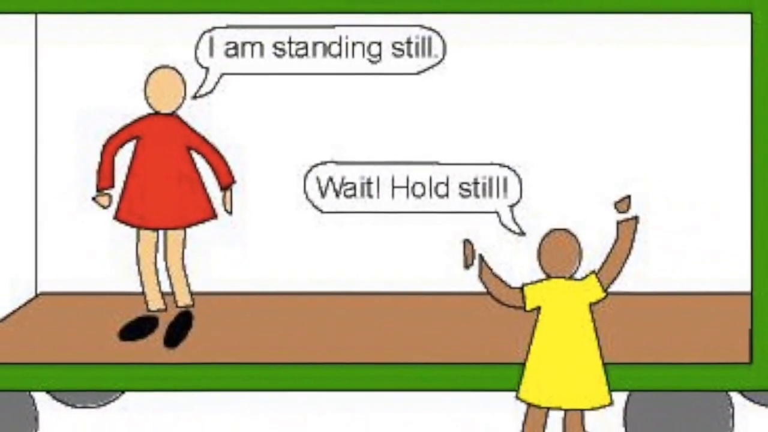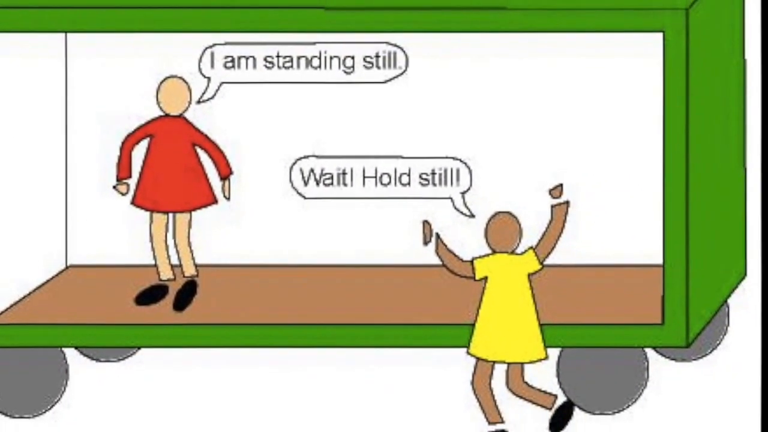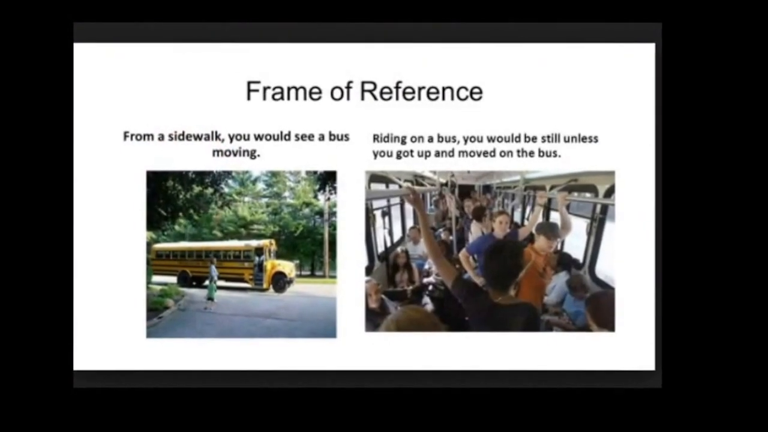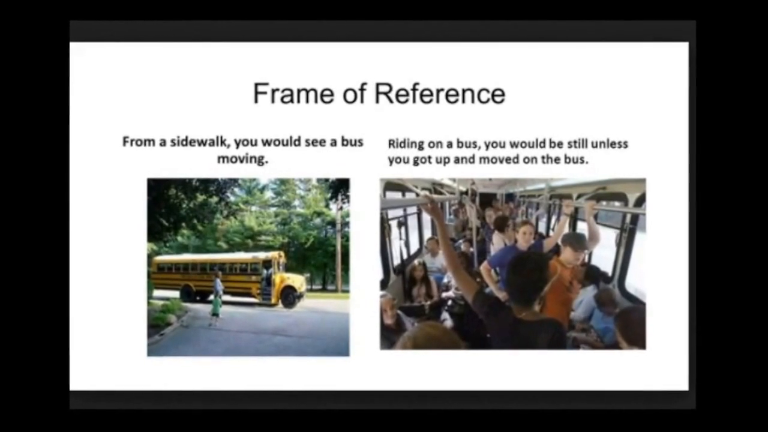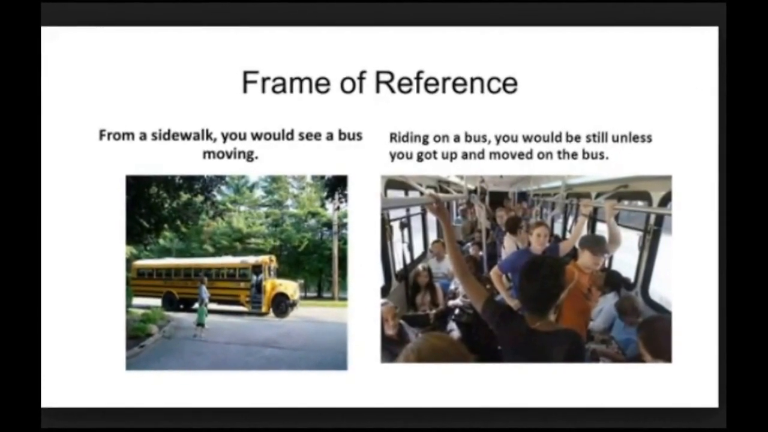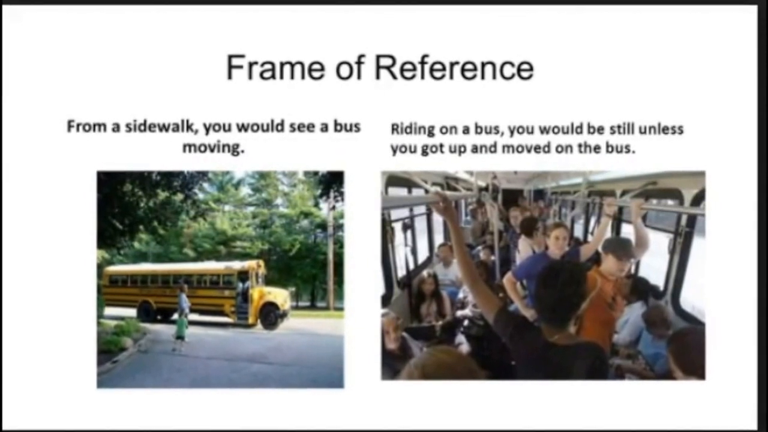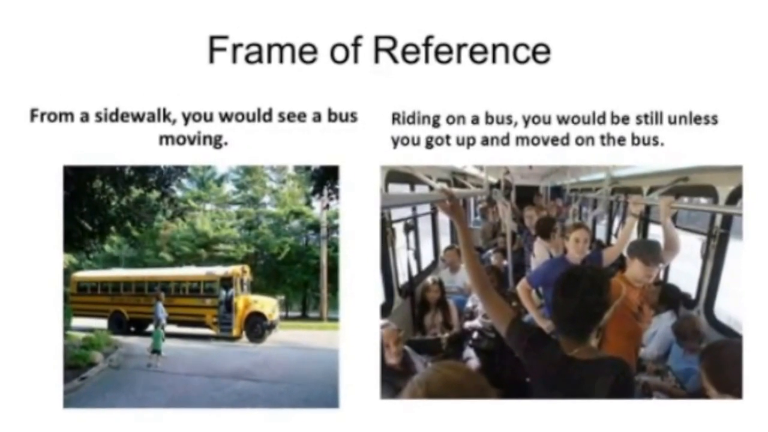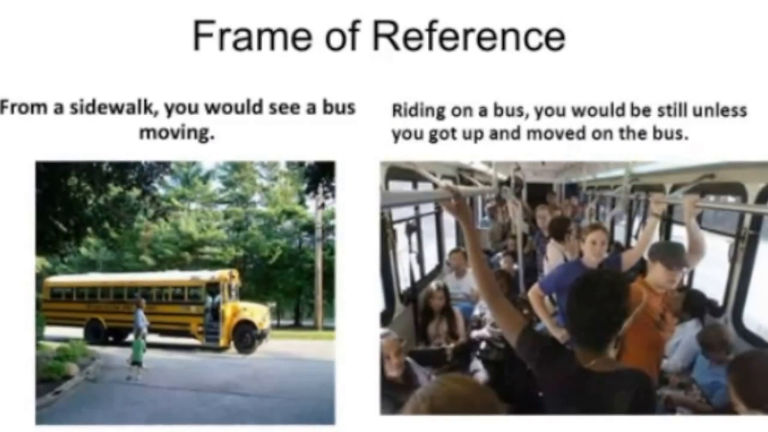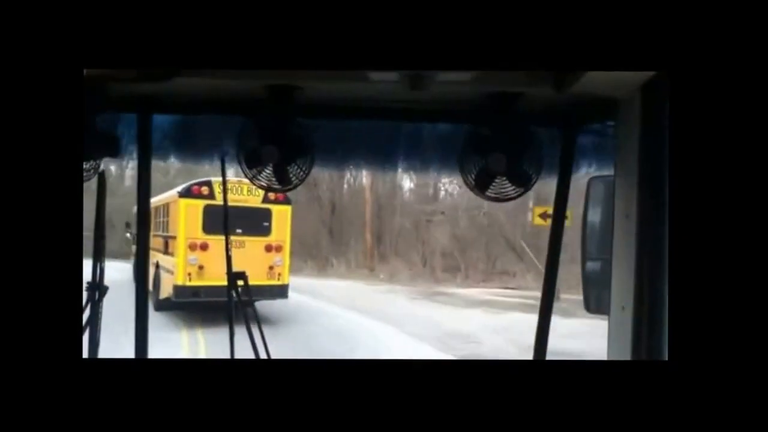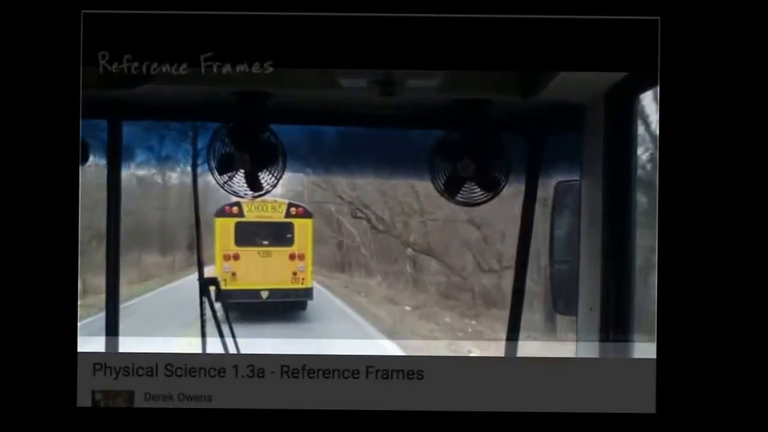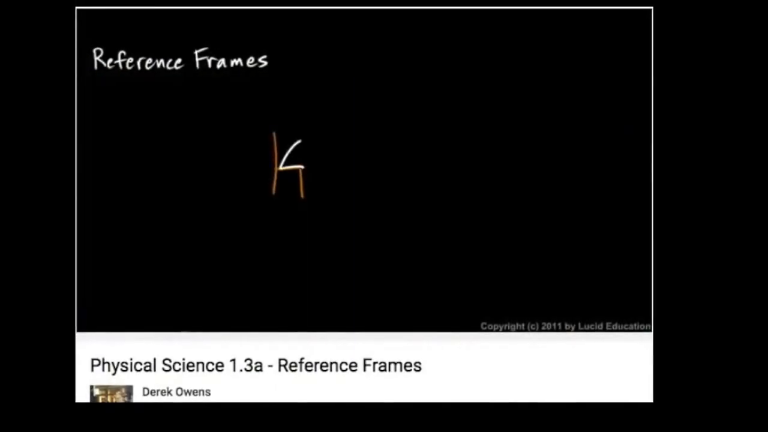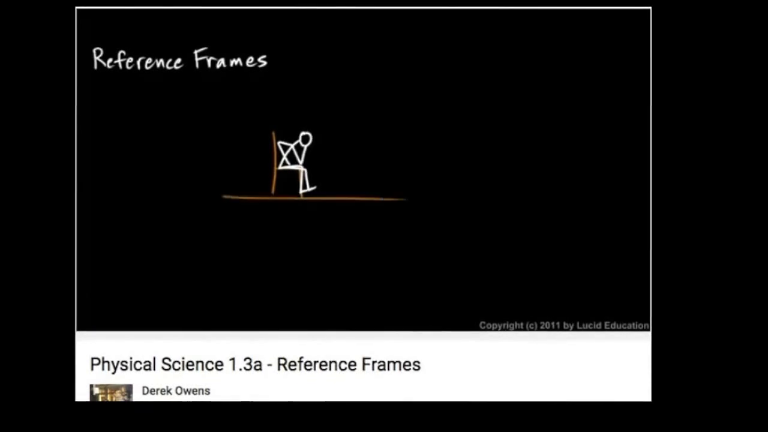This example shows that how we perceive motion depends on our frame of reference. Frame of reference refers to something that is not moving with respect to an observer that can be used to detect motion. For the children on the bus, if they use the other children riding on the bus as their frame of reference, they do not appear to be moving. But if they use the objects outside the bus as their frame of reference, they can tell they are moving. This video illustrates other examples of how frame of reference is related to motion.